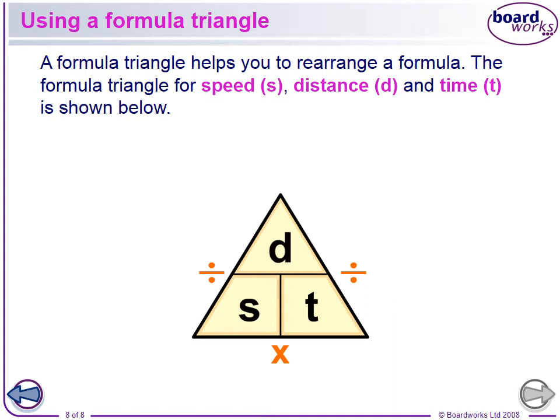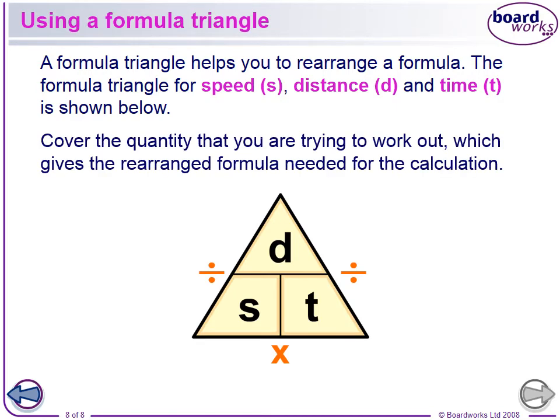you see the triangle, D, distance, S, speed, and T, time. And if you're looking for the speed, you would take your finger and put it over the S, and there you have your formula. It would be D over T. And the bar that's going through the middle horizontally always indicates division, and the bar that's coming down vertically in between the S and the T indicates multiplication.